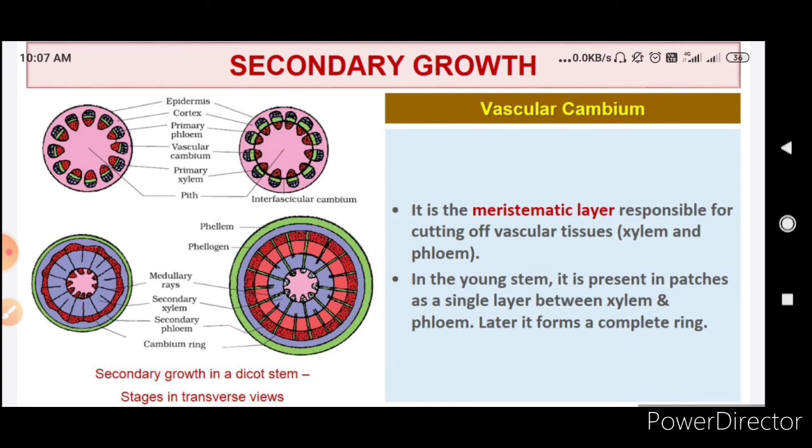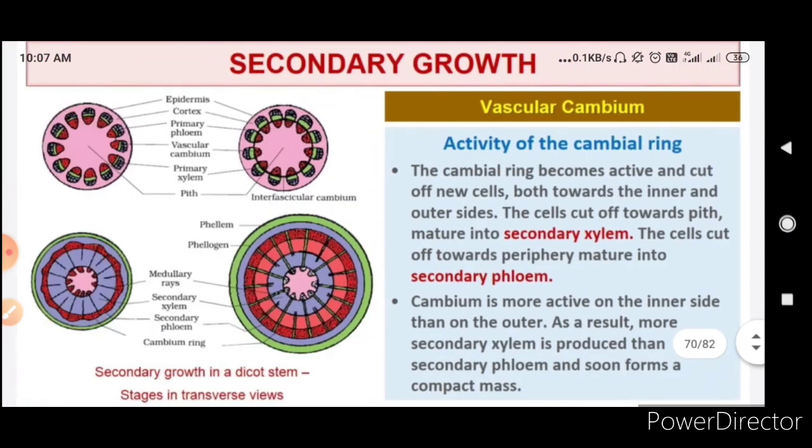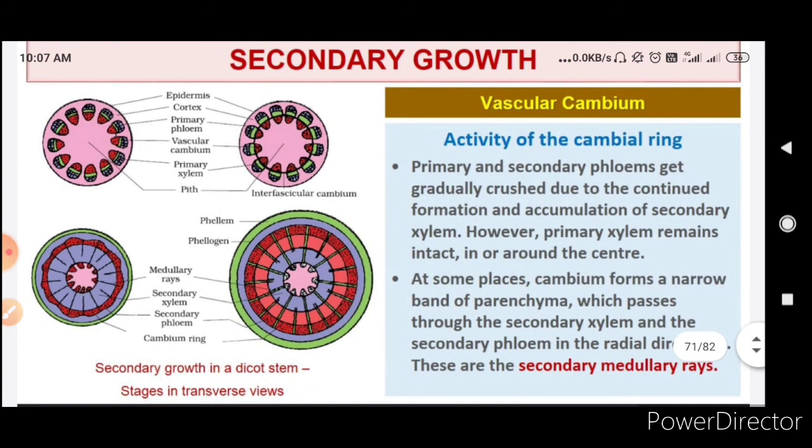Because the activity of the cambium was more on the inner side, more secondary xylem was formed and secondary phloem was formed, and as more and more secondary xylem was formed, the primary phloem and the secondary phloem were crushed due to the pressure of this secondary xylem. However, primary xylem was intact and in or around the center. Also, the cambium formed the narrow band of parenchyma which passes through the secondary xylem and the secondary phloem, and these were called the secondary medullary rays.